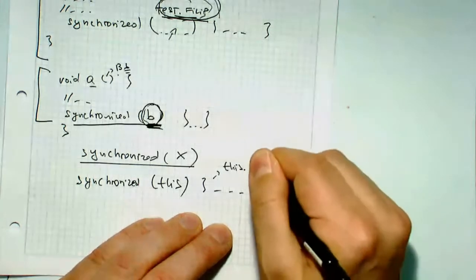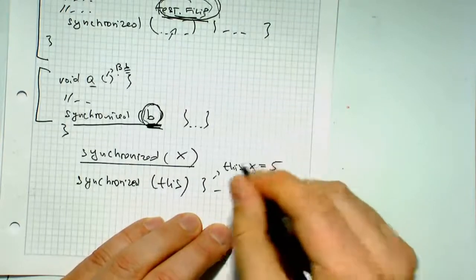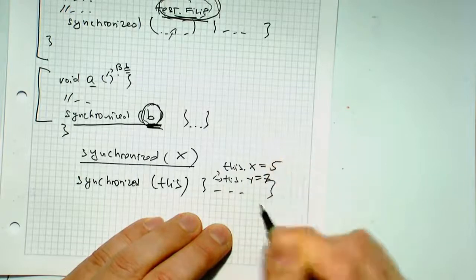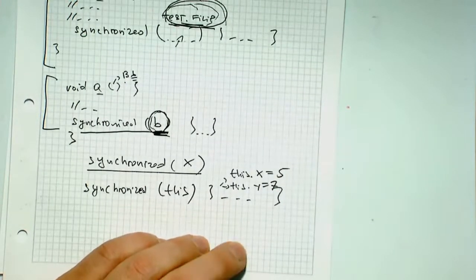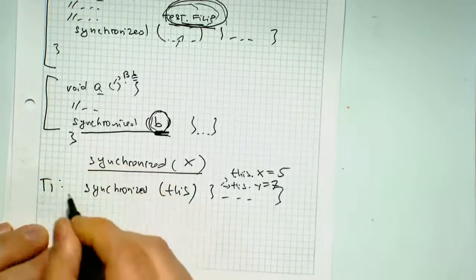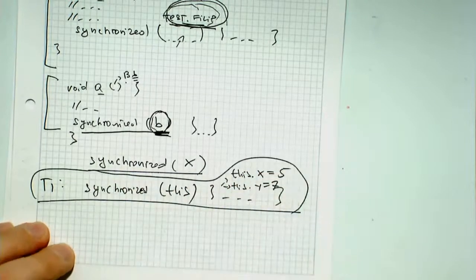So I have this.x equal to 5, right? And I do this.y equal to 7. I have such a code here. Okay, that's my code, inside the synchronized. And now the question is, and this is done by one thread. Let's say this is thread 1. Thread 1 is doing this code here.